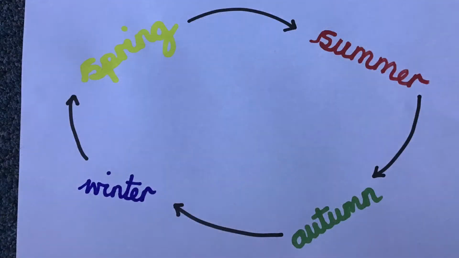The four seasons always occur in the same order: spring, followed by summer, then autumn, and finally winter. Then the cycle starts again, back to spring, and so on.